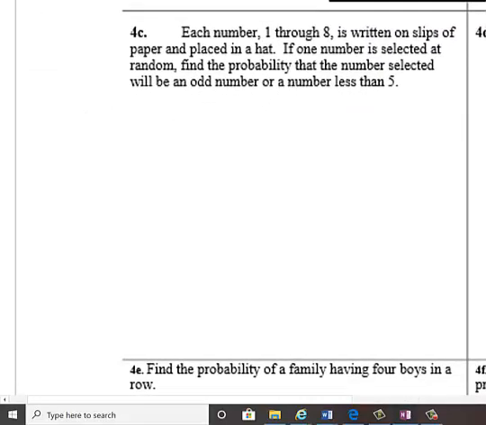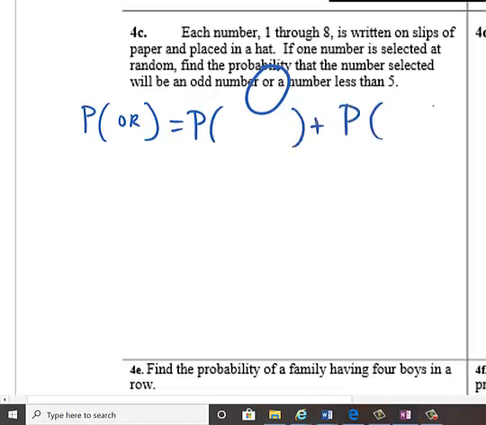So let's try this one. Each number, 1 through 8, is written on slips of paper and placed in a hat. If one number is selected at random, find the probability that the number selected will be an odd number or, okay, there's the key, a number less than 5. So I want the probability of one thing or another, which is the probability of one thing occurring plus the probability of the other thing occurring. And the things that they're asking about are what? Selected will be an odd number, so I want it to be an odd number. What's that probability? And then a number less than 5.